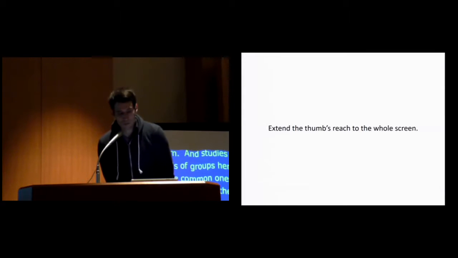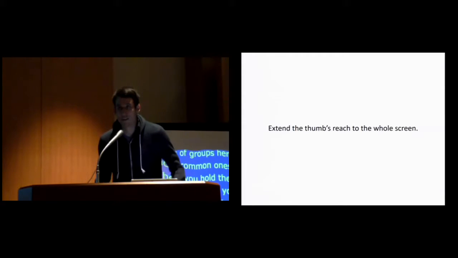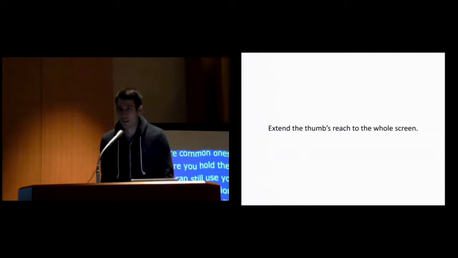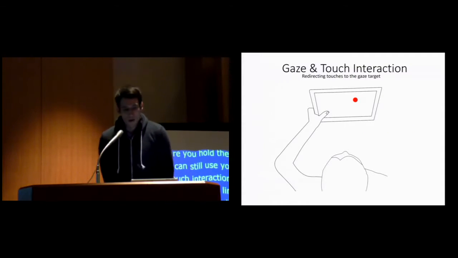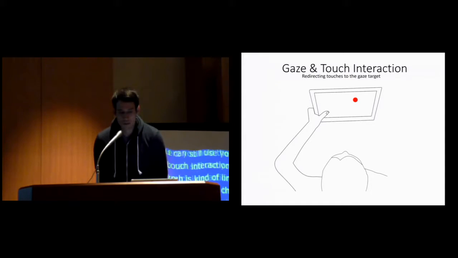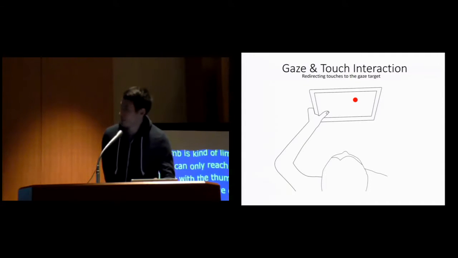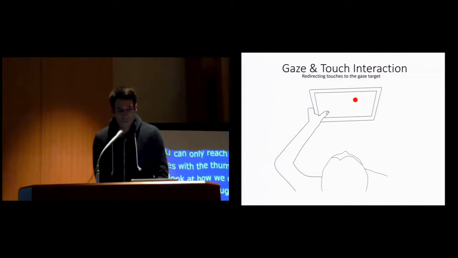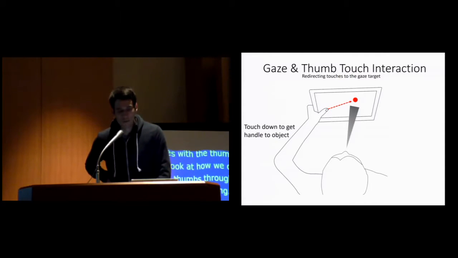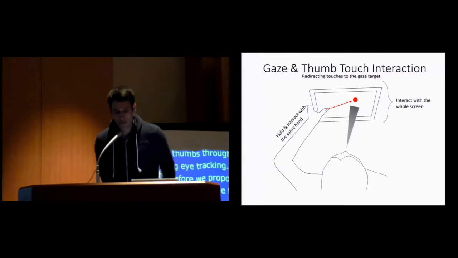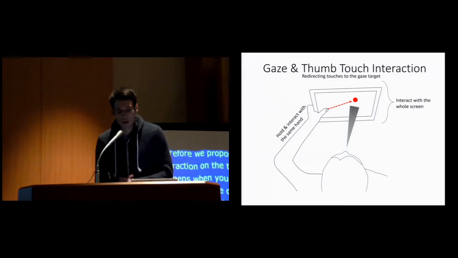And our goal was to look at how we can actually extend the thumb's reach to the whole screen by using eye tracking. Therefore, we propose gaze and touch interaction on tablets. In a sense, what happens is when you have a target, like the red circle on the slide, you just look at the target, and then you perform a touch with your thumb of the holding hand. This had two distinct benefits. First of all, you can use the same hand for holding the device and interacting with the tablet. And as well, you can interact with the whole display because you can just simply look at any of the positions.